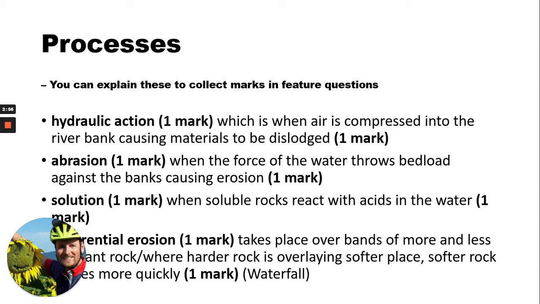So that's one example. Abrasion, you will come across abrasion again when we look at glaciation, and we've already talked about it at coast, so it's the same idea. Remember, abrasion is also known as corrasion with an A. Abrasion is the force of the water throwing bed load, and by bed load I mean material that rolls along the bottom of the bed of the river, or is held within the water, or is bouncing along the bottom of the river. We call that saltation when it's bouncing.